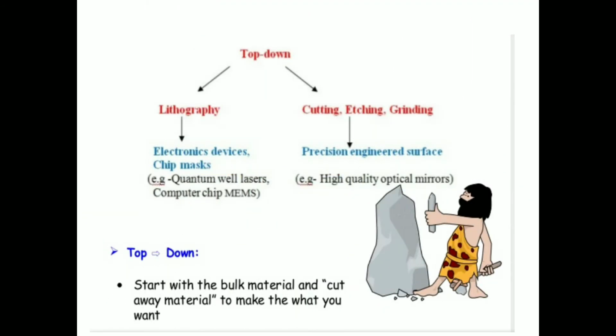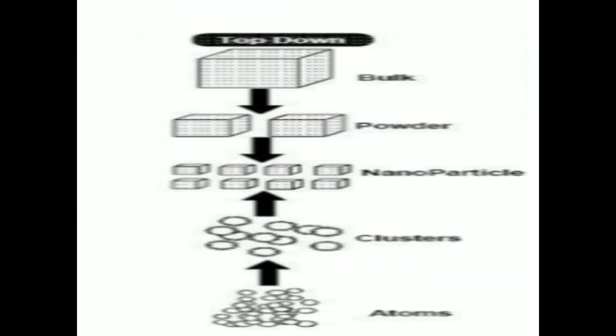As we see in the figure here, the starting material is the bulk material, that is large material, and then material is cut away, and from large material by cutting we get small material, and from this small material we get the nanoparticles. Now this figure shows the difference between the top down method and bottom up method. In the top down method, the bulk material is cut down to get powder form, and then from powder form we get the nanoparticles.